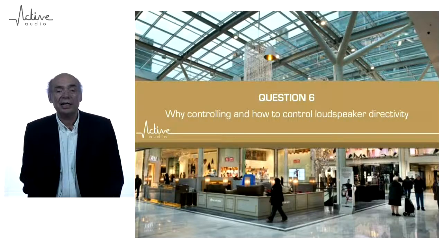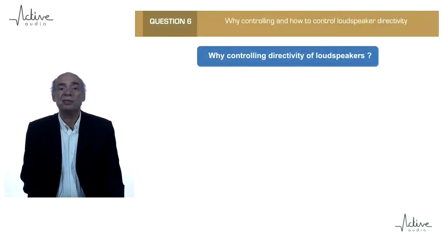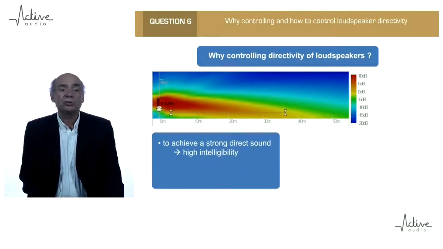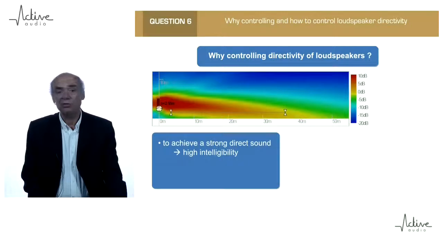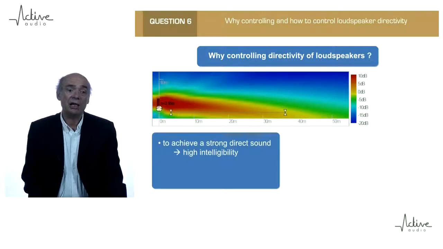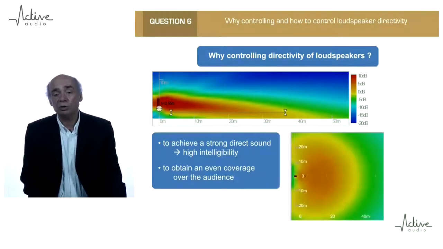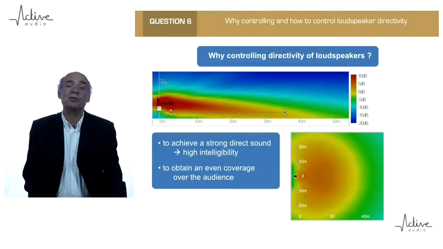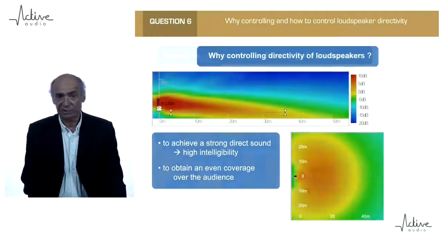Why control, and how to control, loudspeaker directivity? We want to control the directivity of a loudspeaker in order to achieve a strong direct sound over the audience, in order to have high speech intelligibility. Also, we want to have an even coverage of the audience for good acoustic comfort.